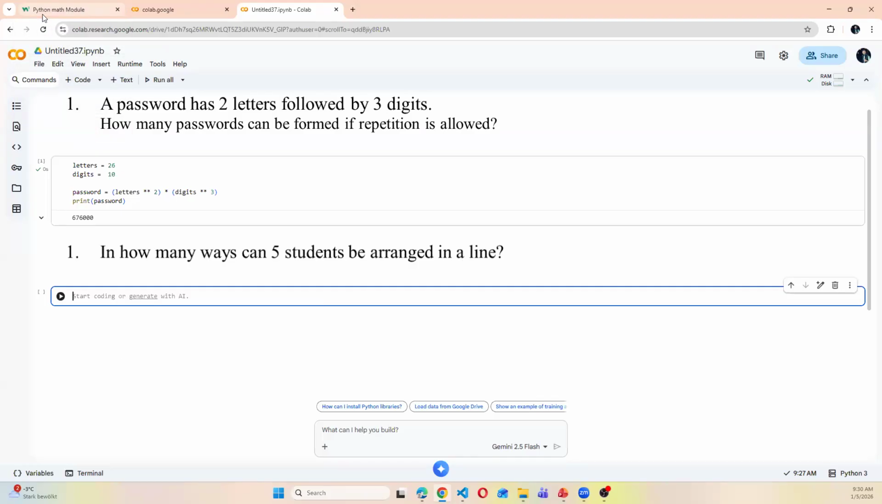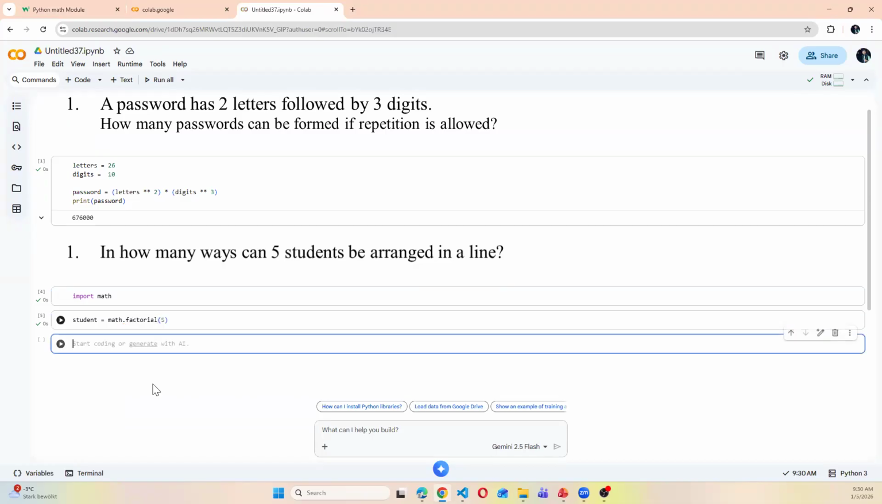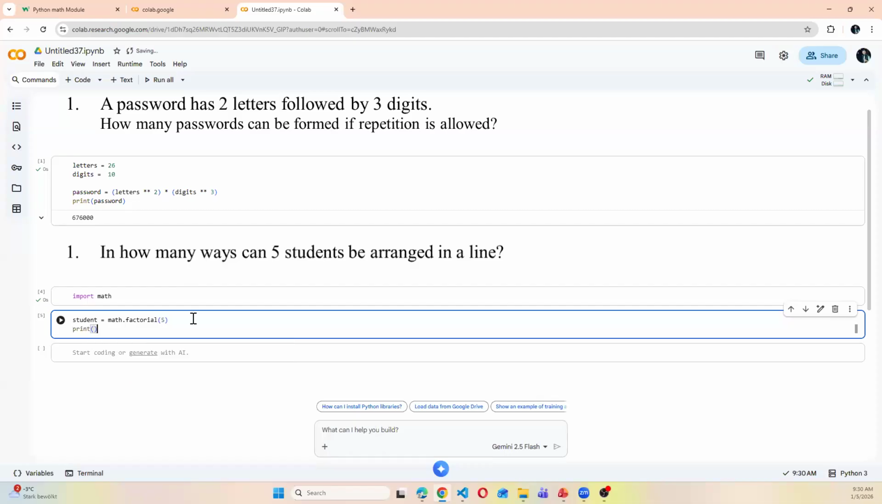First of all I should import math. You will import math, just like this, and then you will say student is equal to math. Because I imported this, it means I can now use all the functions that I have with it. So I choose factorial of 5, and then I print the value, print student.